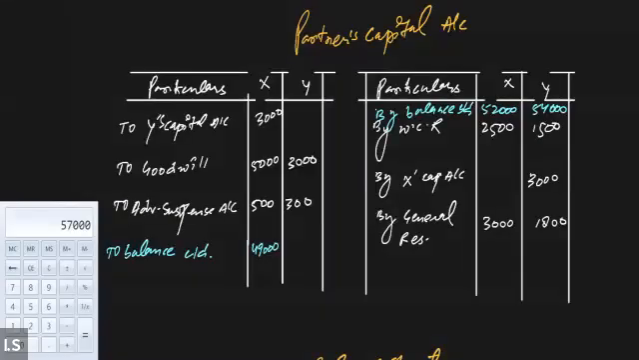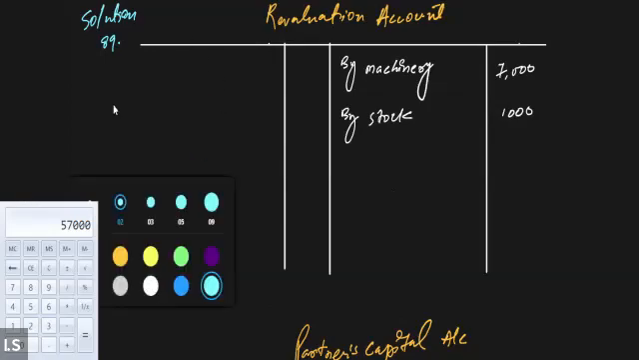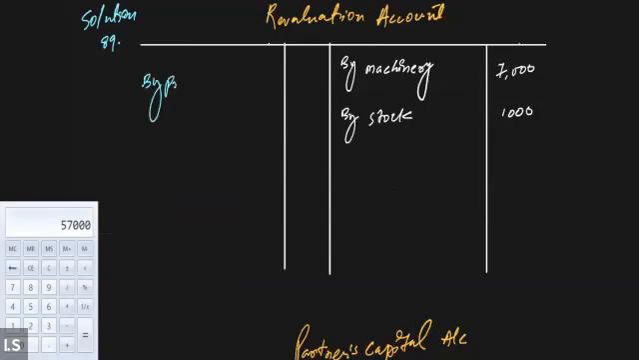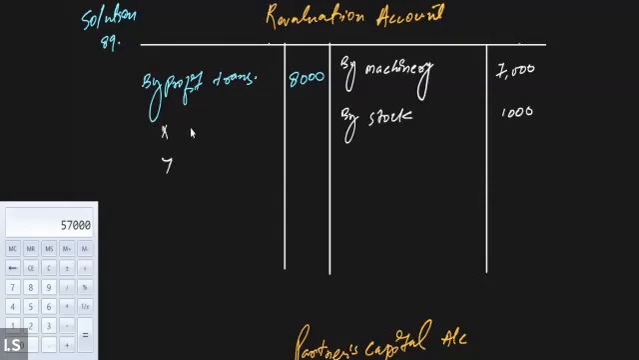Sir, on the credit side, won't we write by revaluation account? Yeah, I just forgot to write it. Okay, so we need to write down the value of the revaluation as well. In the revaluation, we have a profit, so by profit transferred to. There is a profit of 8,000, right? It will be distributed among the partners X and Y, and X will be getting 5,000 and Y will be getting 3,000.